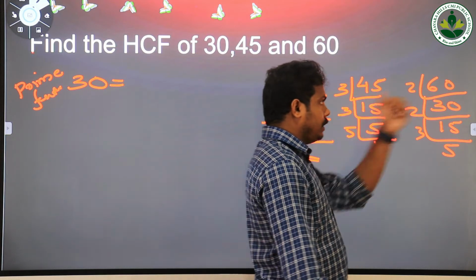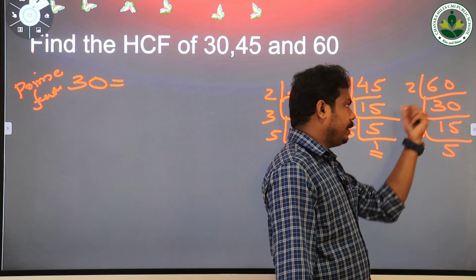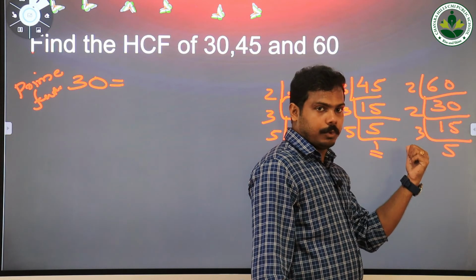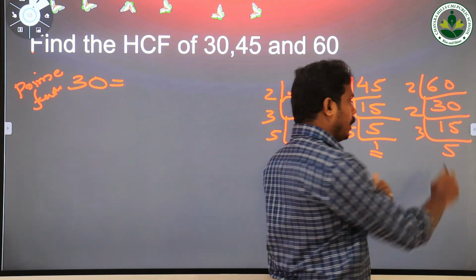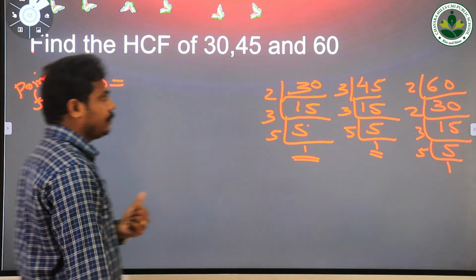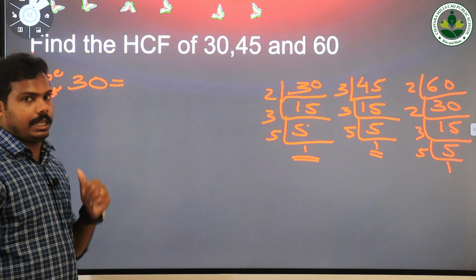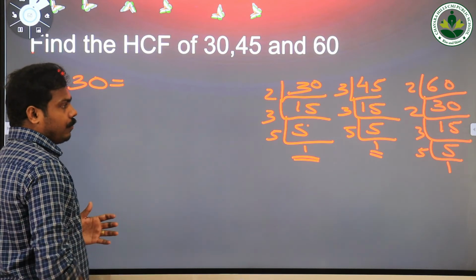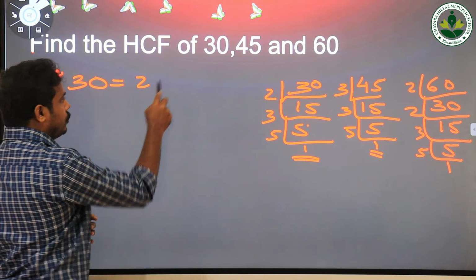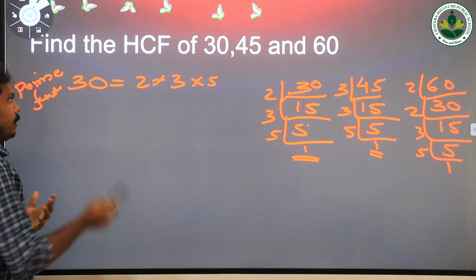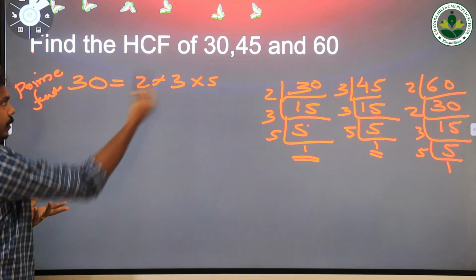Last one, 60. 60 divided by 2 is possible, that is 30, 30 divided by 2 is 15, 15 by 3, 15 by 2 is not possible, so we take 15 by 3, that is 5, then 5 divided by 5 is 1. So always remember 1 is a factor of every number, and the prime factorization of 30 is 2 into 3 into 5 into 1. We don't need to write 1, because multiplying by 1 gives the same number.